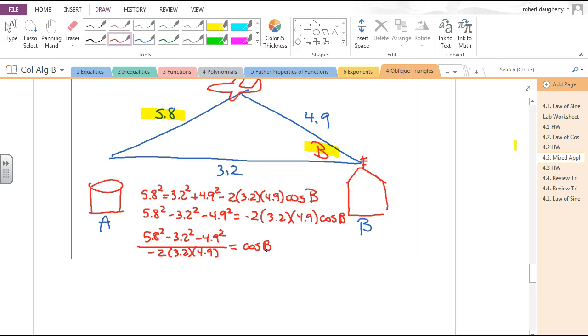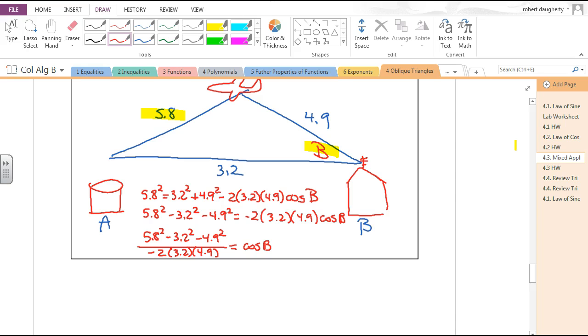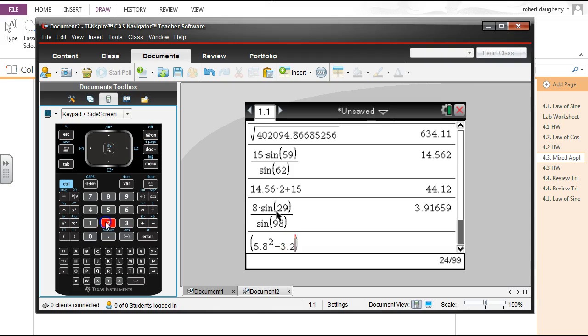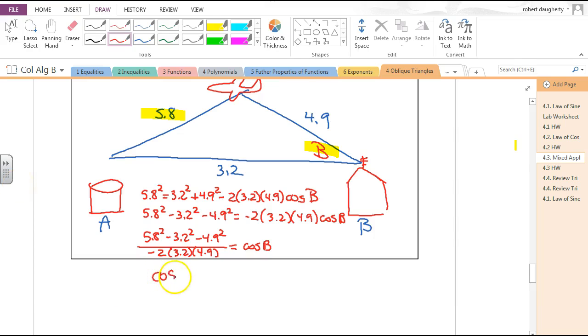Then I go to my calculator. So parentheses 5.8 squared minus 3.2 squared minus 4.9 squared in my parentheses. All of that now gets divided by parentheses negative 2 times 3.2 times 4.9, so 0.019452. So cosine B equals 0.019.